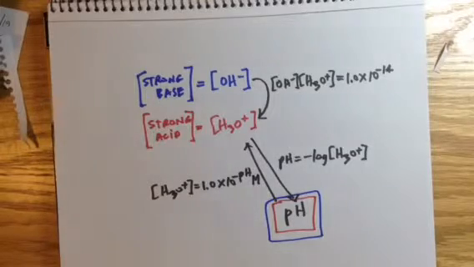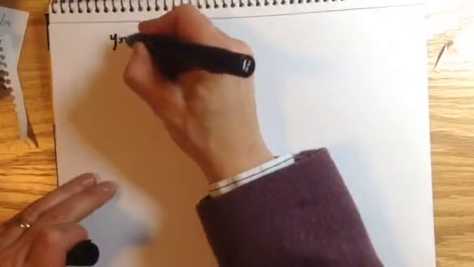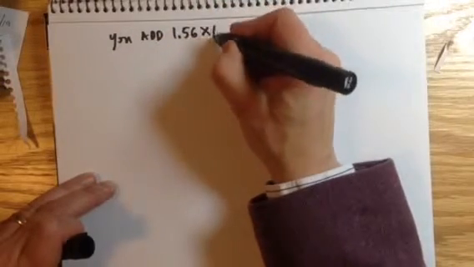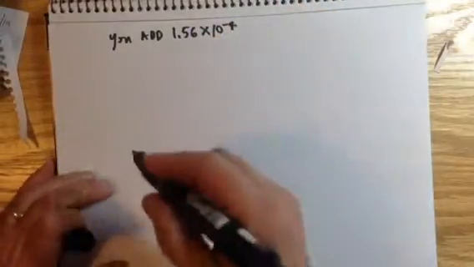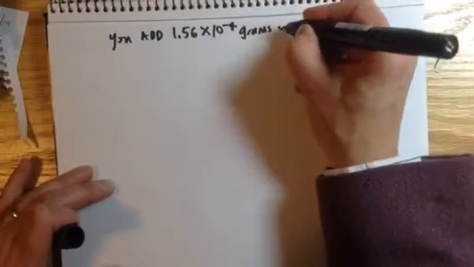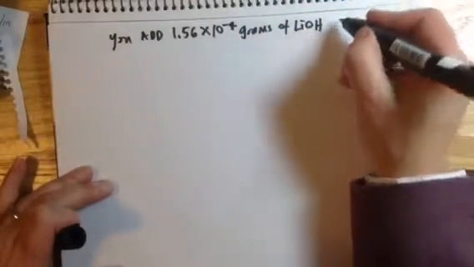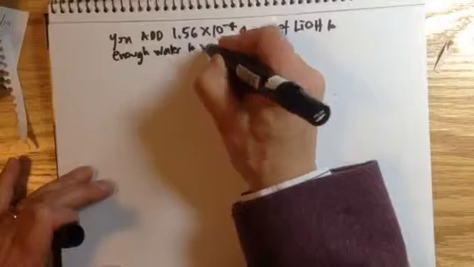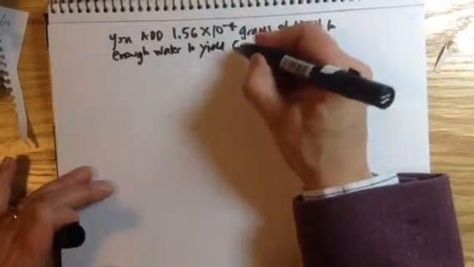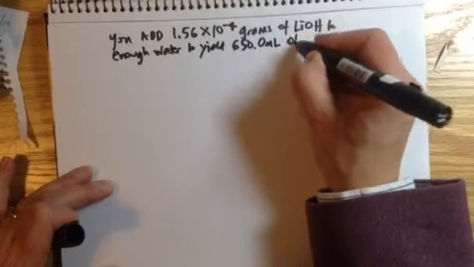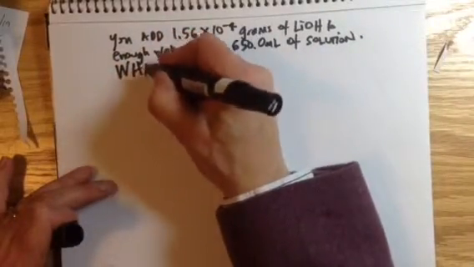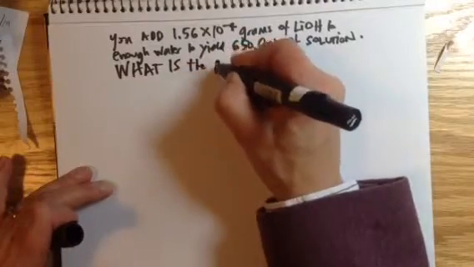And in this problem, I think we'll start off by saying you add 1.56 times 10 to the minus 4 grams of lithium hydroxide to enough water to yield, let's say, 650 mils of solution. And the question is, what is the pH?